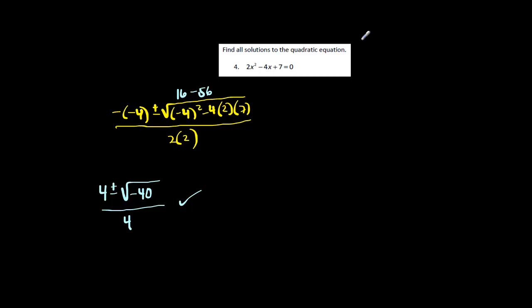Well, actually, no. Sorry. Well, we just found out about extracting i's. So let's extract this negative out. So we're going to have 4 plus or minus i root 40 all over 4. This is going to be our answer. Let's just get this out of here.